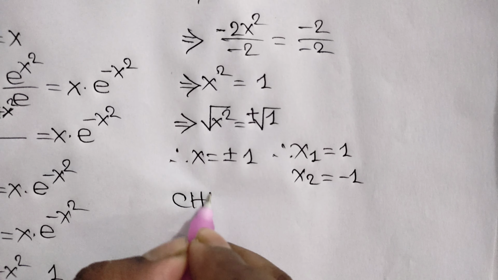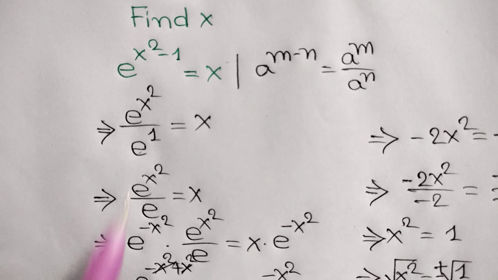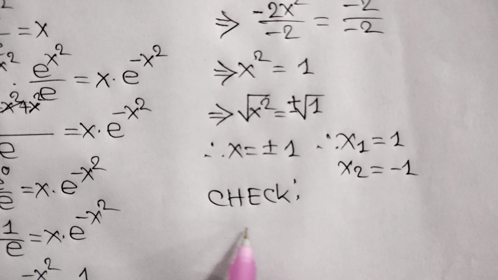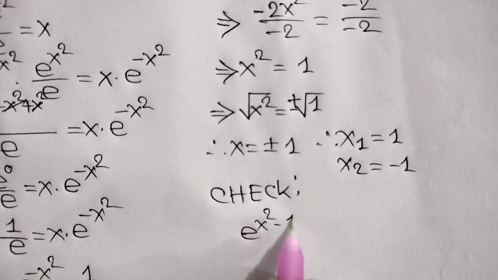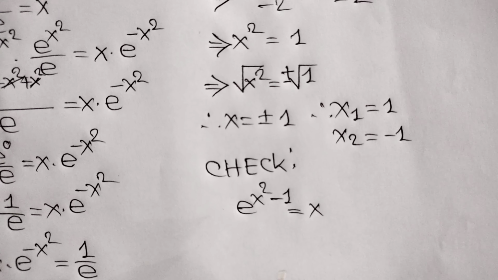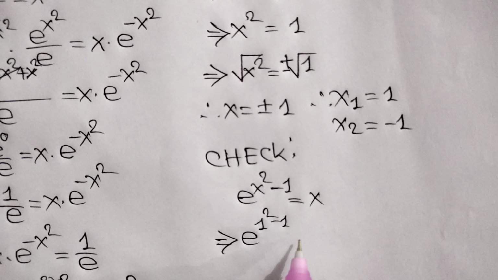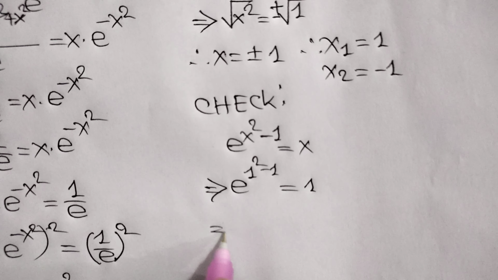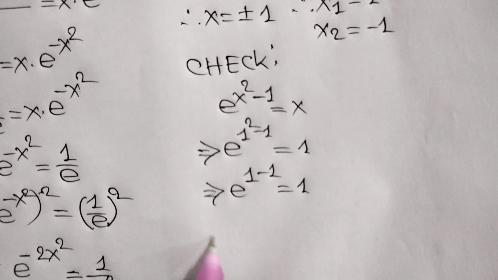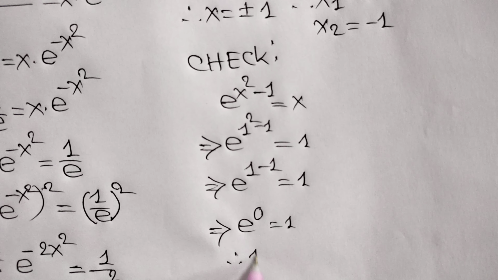Now say our question is e to the power x square minus 1 is equal to x. When x1 is equal to 1, we can write e to the power 1 square minus 1 is equal to 1. Or e to the power 1 square, that means 1, minus 1 is equal to 1. Or e to the power 0 is equal to 1, so 1 is equal to 1.